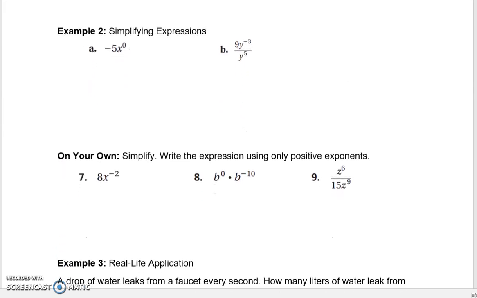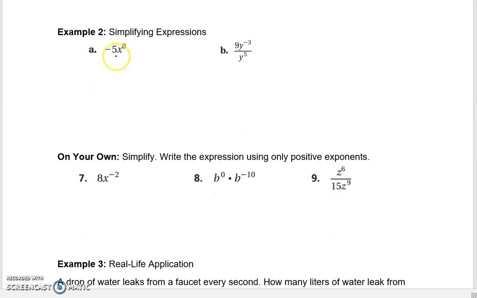All right, example 2, they get a little bit trickier. But negative 5 times x to the 0, I know you're going to want to say, well, that's just 1. And you would be incorrect, because x to the 0 is 1. So this is negative 5 times 1, which ends up being negative 5.